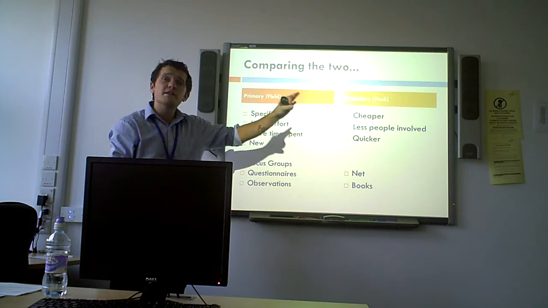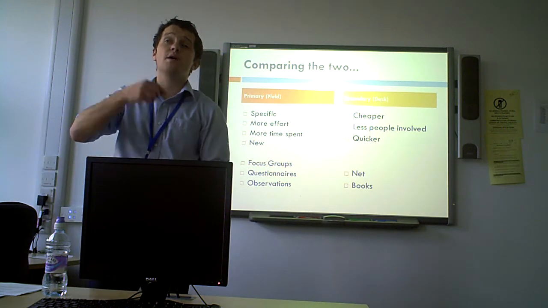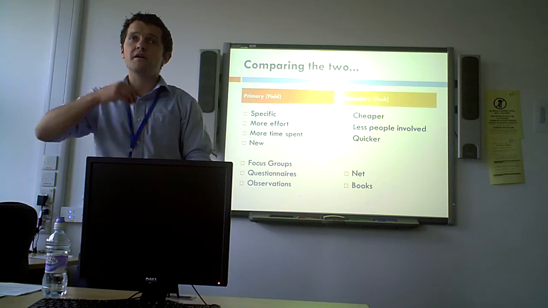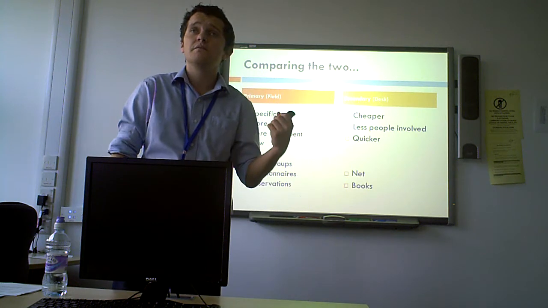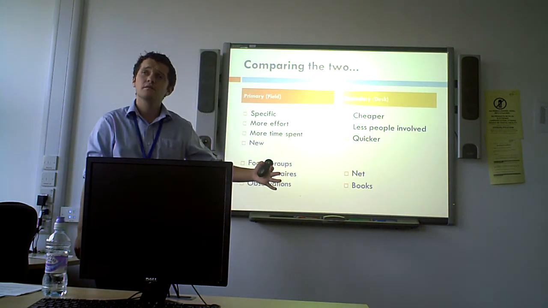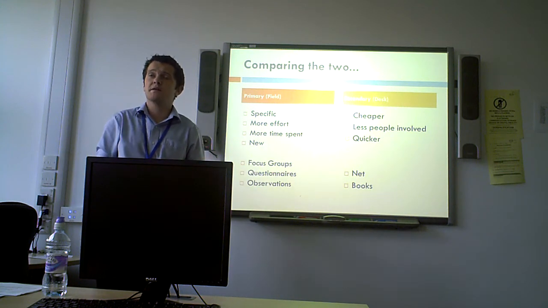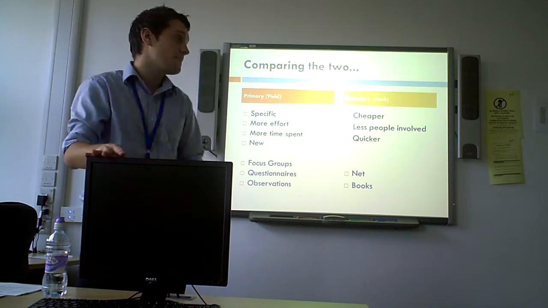So what you've got are two really contrasting methods. Your primary research is very, very specific. You go out, you ask your questions, you find out your information, but it takes a while. If you want to go and knock every door in the street to find out who likes Mars bars, that takes a long time. It costs money. Time is money. But it's new, it's specific, it's for your purpose.